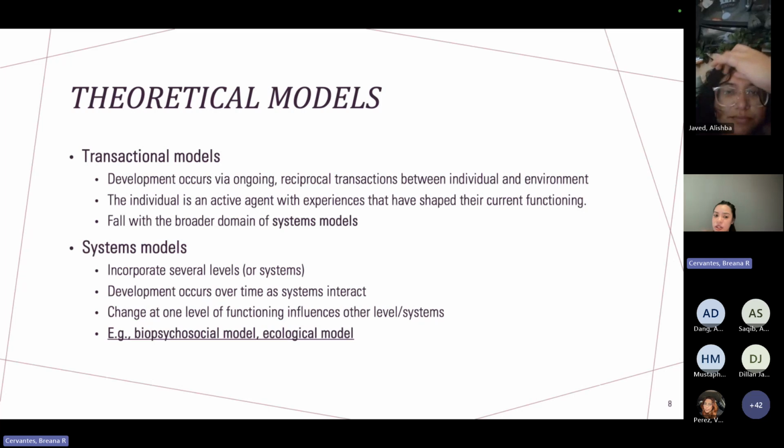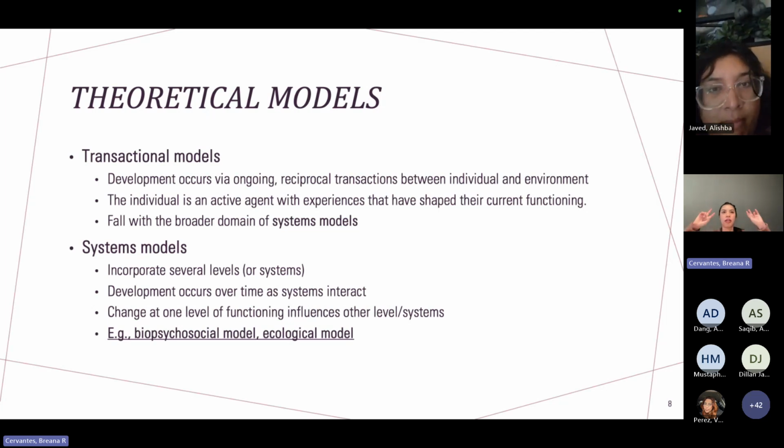Another one is transactional models, which goes beyond interactional. So now it's saying that whatever systems you are in, it's not just that one acts on top of another, it's that they interact with each other, they transact with one another. So there's active, ongoing, reciprocal interaction between the individual and the environment. So this falls under the broader systems model, which just means there are theoretical systems that come into play.